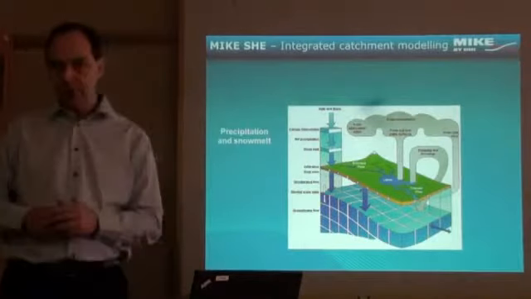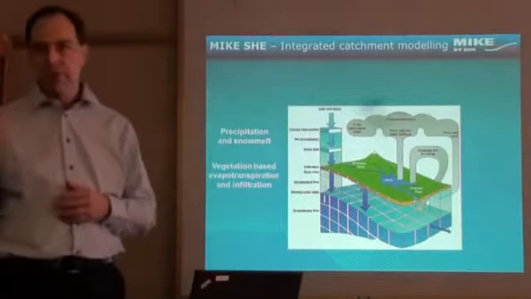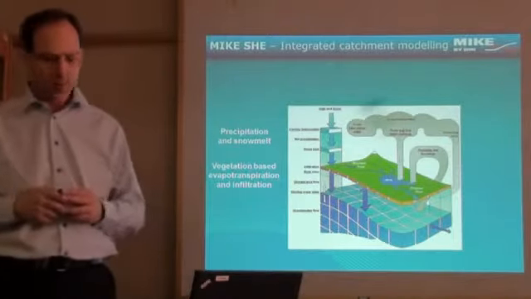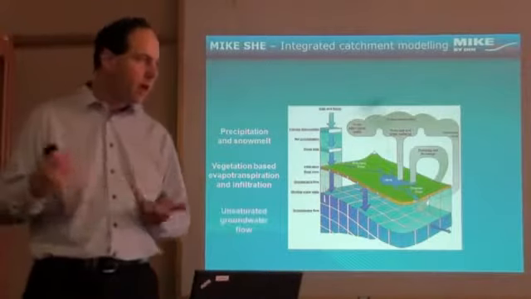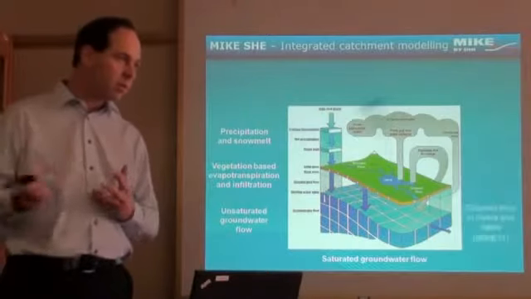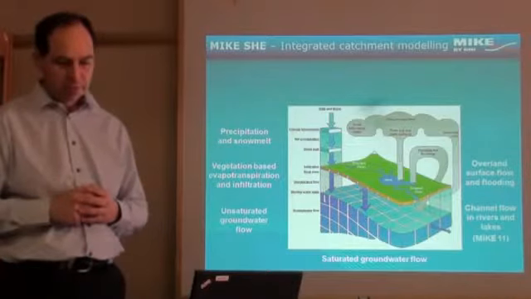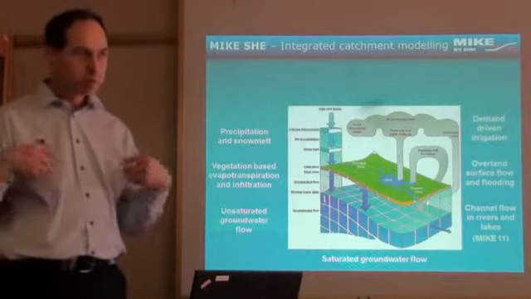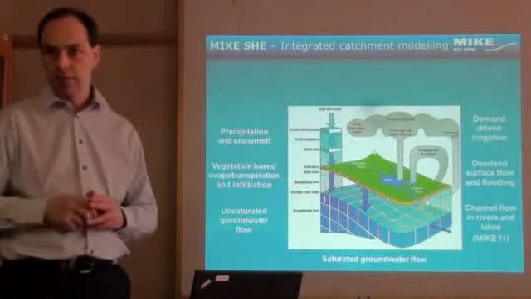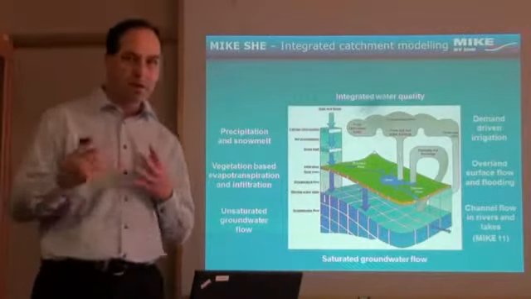It includes precipitation and snowmelt, vegetation-based evapotranspiration, so the calculation of actual evapotranspiration based on vegetation distributions and properties. Unsaturated groundwater flow, saturated groundwater flow, flow in the channels and rivers and streams, surface flow and flooding on your floodplains, and demand-driven irrigation. So if you're doing scenarios, it will apply irrigation if the plants need water, and only during the periods of time when the plants need water. And then integrated water quality amongst all those different processes.